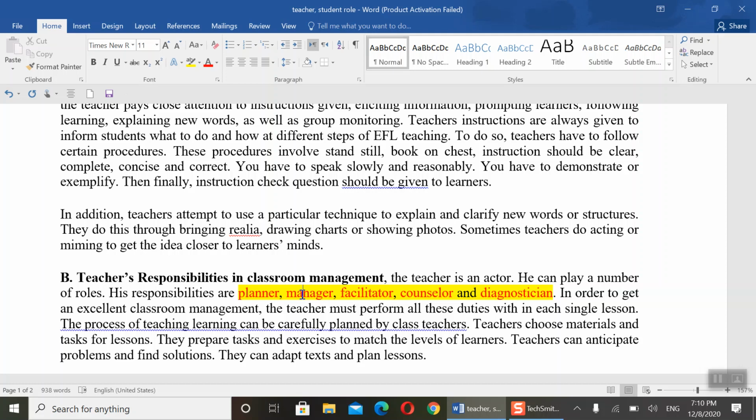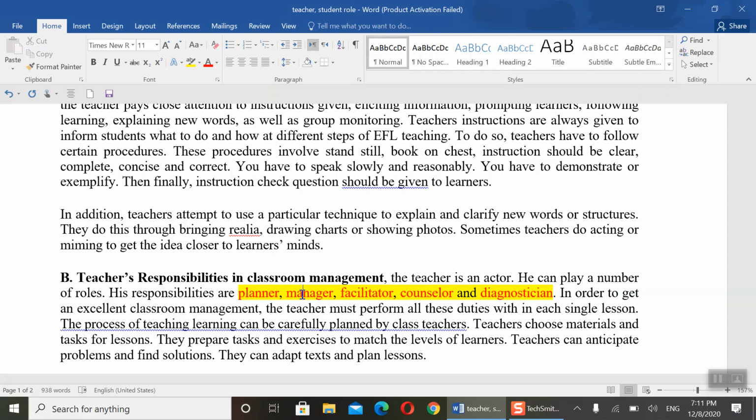Diagnostician. It is from diagnose. Okay? يعني مشخص. So you have to know your students. To know every student, everyone. You can see that some teachers know their students. Some teachers do not know their students, and there's something wrong. You as a teacher, you have to know everyone.